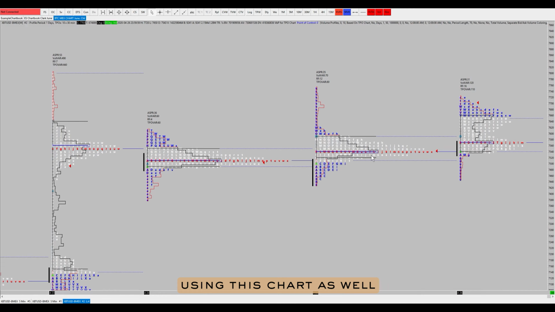chart as well. Now, I mention that because there are certain things within a TPO chart that are not as useful when trading crypto as opposed to traditional markets. And one of them is actually something I have left on the chart. This is something that some people might prefer to keep on, some people might not. We're going to get into this, and this is the initial balance.